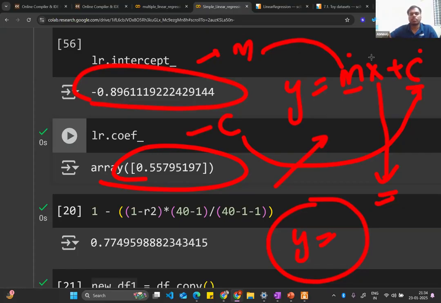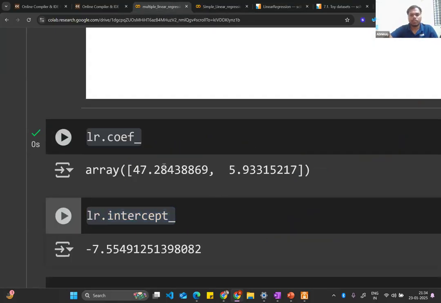In the same way, your multilinear regression also works. So if you see here, your coefficient is two. Why? Because we have two columns. Each column is basically giving you one coefficient for one column, one coefficient for the other column, right? And there will be only one intercept, one constant value.